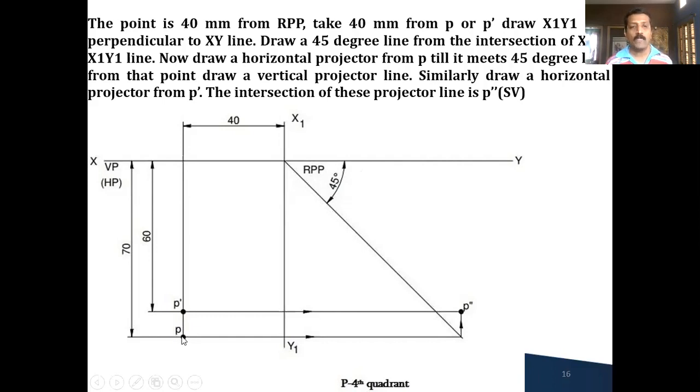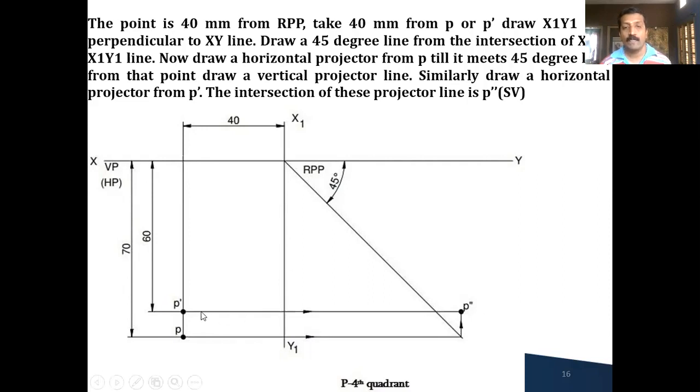So P is the top view. Draw a horizontal projector from P till it meets the 45-degree line. Once it meets the 45-degree line, you draw a vertical projector line like this. Now you consider the front view, that is P dash. Now you draw the horizontal projector from P dash like this. That's why the arrowhead is very, very important. It gives the information from where to where you are drawing the projector line. So draw a horizontal projector from front view P dash also.